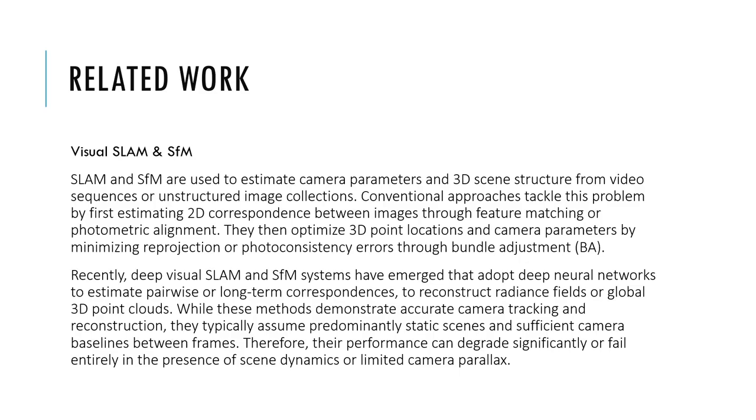Recently, SLAM and SfM are adopting deep neural networks to estimate pairwise or long-term correspondence to reconstruct dense or global 3D point clouds. While these methods demonstrate accurate camera tracking and reconstruction, they work only with static scenes, and performance degrades when it comes to dynamic scenes. So, how can we solve the dynamic scene problem?